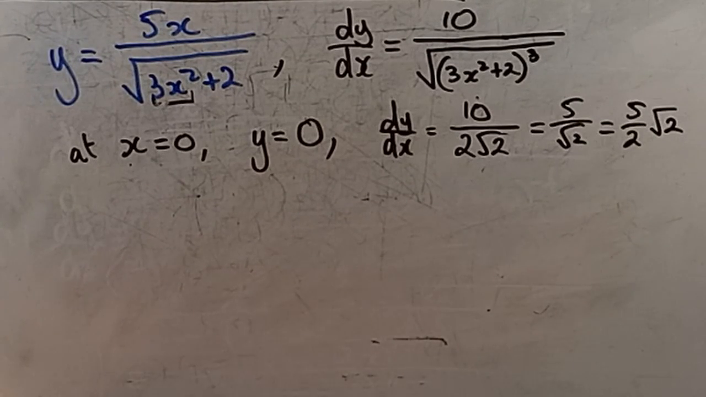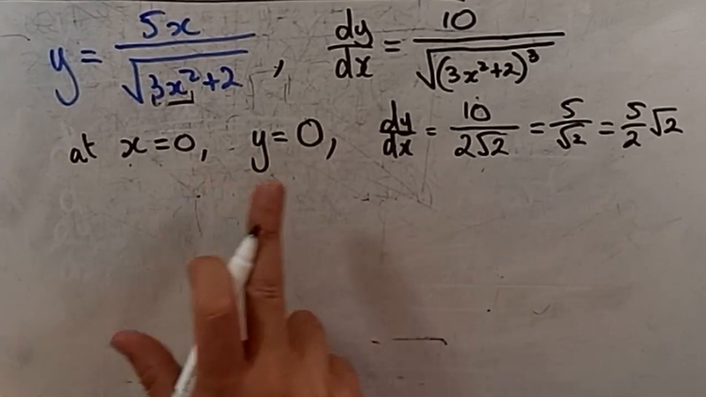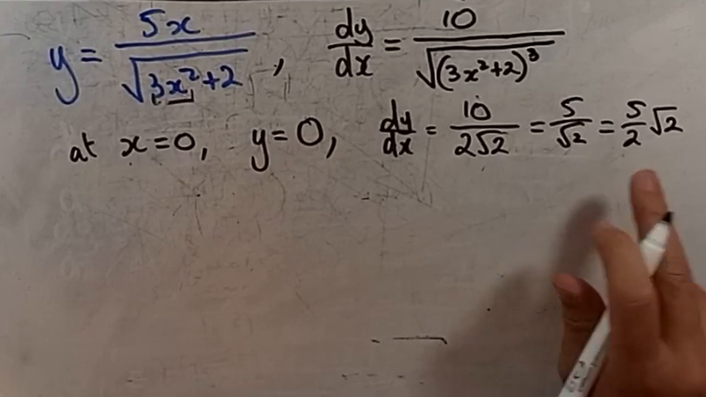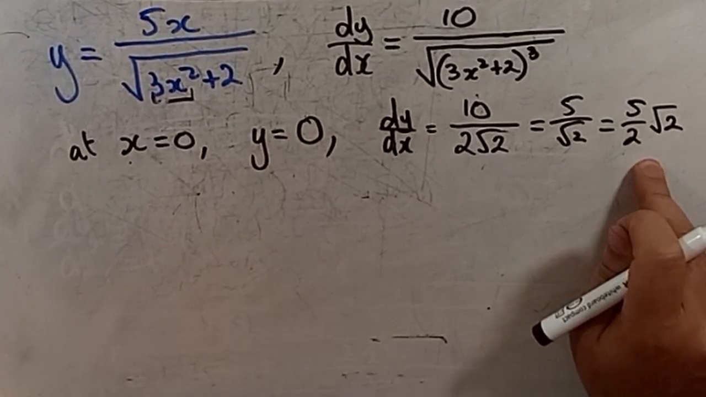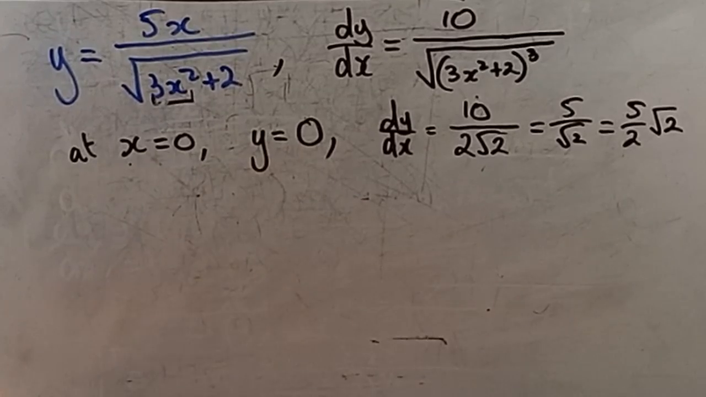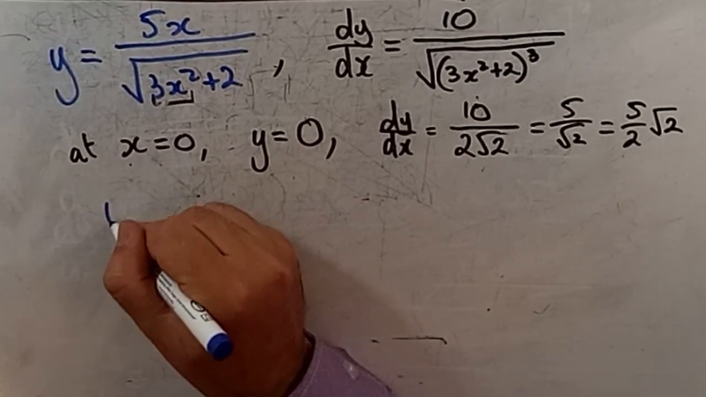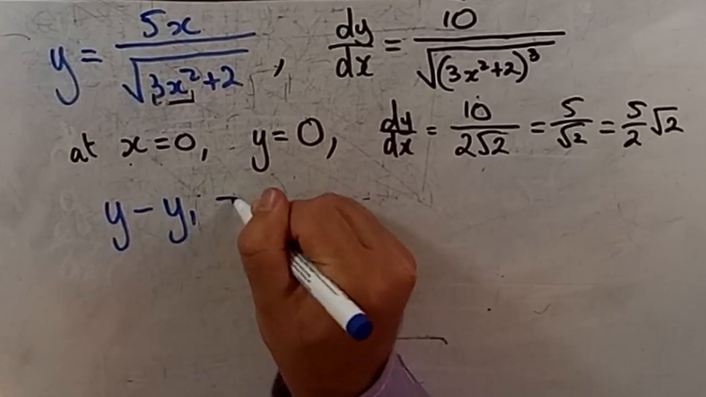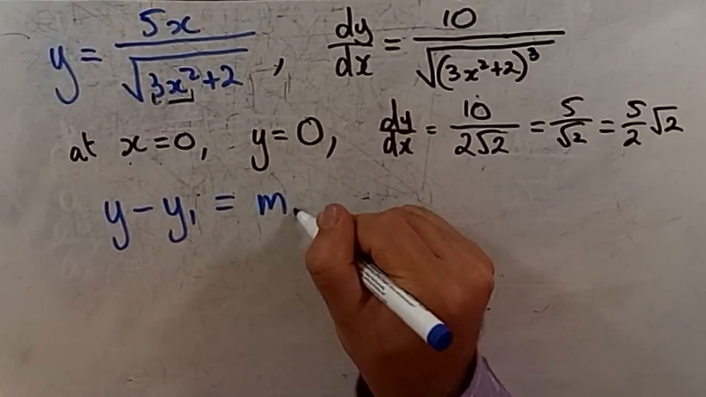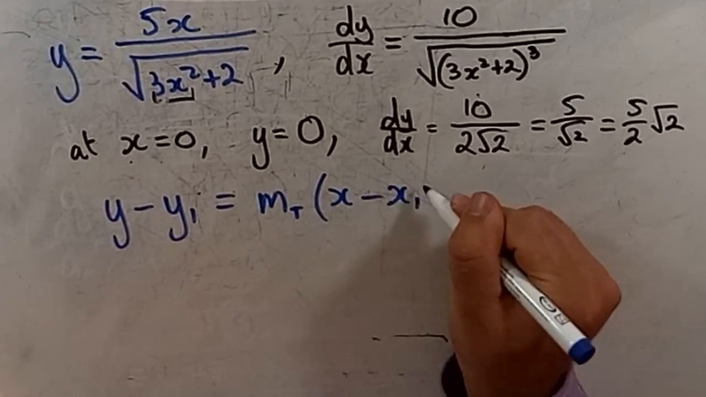Okay, that's great. What does that give us? We've got a point, so we know a coordinate. We've got x equals 0, y equals 0, and we know the gradient at that point. So if we know a coordinate and the gradient at that point, because we want a straight line, we can use y minus y1 equals m tangent of x minus x1.